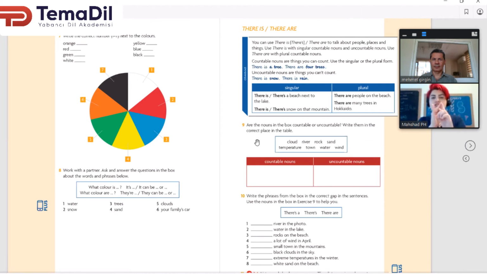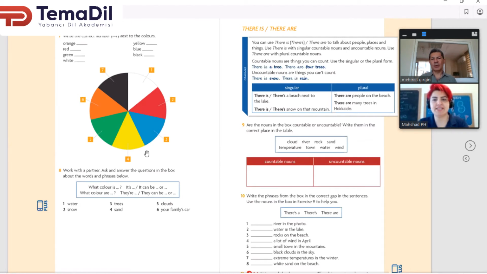You can say 1, 2, 3, 4. So there is an apple on the desk. There are two apples on the desk. For example, for water, you cannot say there are. You say there is some water in the fridge. So this is the way we are going to practice. And that would be all for the first part of our unit.